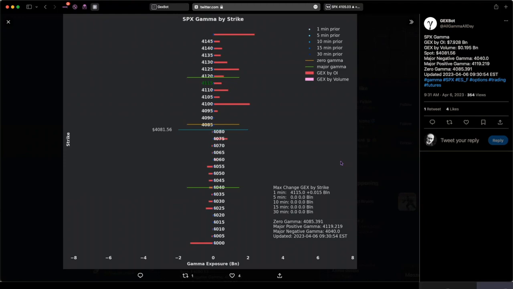Okay, so when you say the major levels, you're talking about major negative gamma at 40.40 and major positive gamma at 41.19, probably 41.20. Yes, exactly. And those are kind of defining the intraday range for you. Was that fair to say?